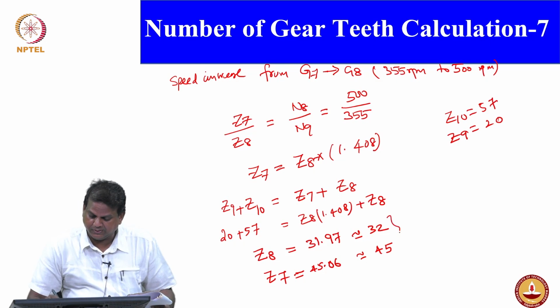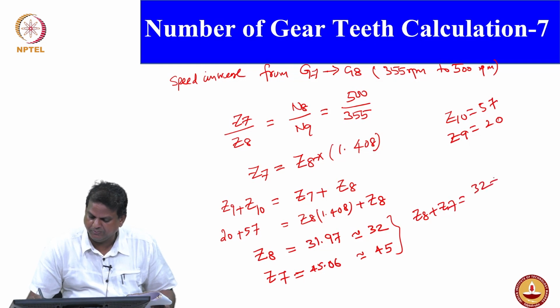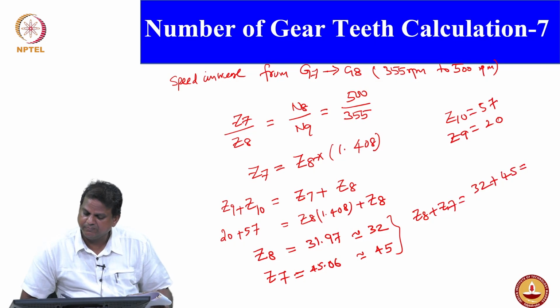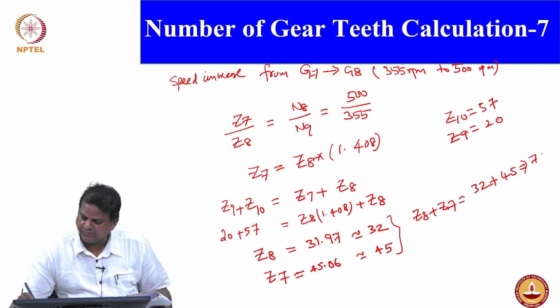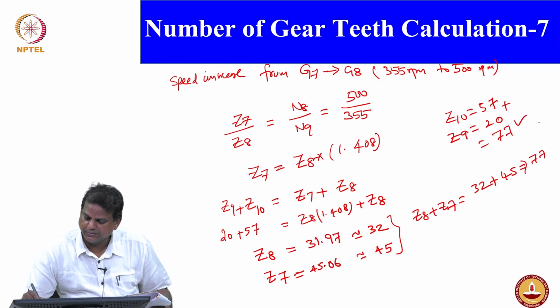So let's cross check. If I do Z8 and Z7, that should come 32 plus 45. What is coming? 77. So does it match now? Is it right? It does.